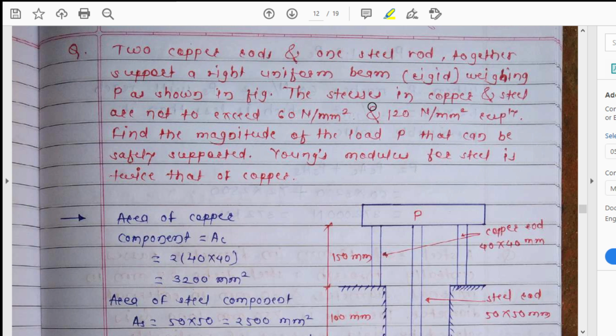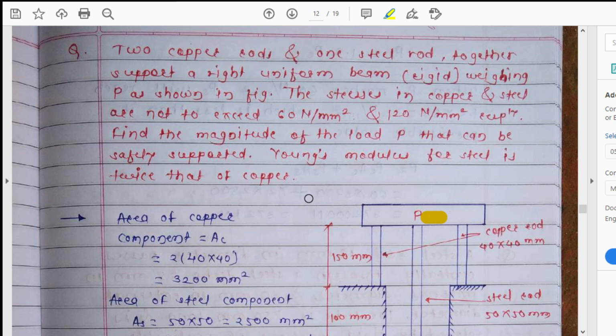Now the problem. This is a very easy problem. Two copper rods and one steel rod together support a rigid beam weighing P force as shown in this figure. The stresses in copper and steel are not to exceed 60 newtons per mm square and 120 newtons per mm square respectively. Find the magnitude of load P that can be safely supported. Young's modulus for steel is twice that of copper.